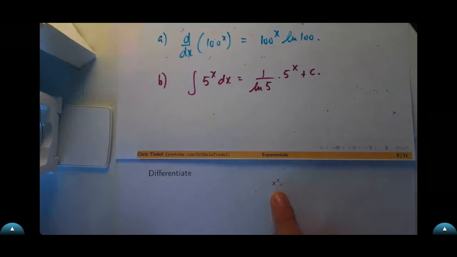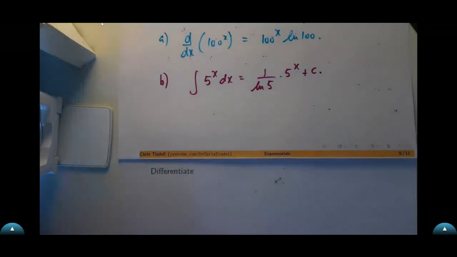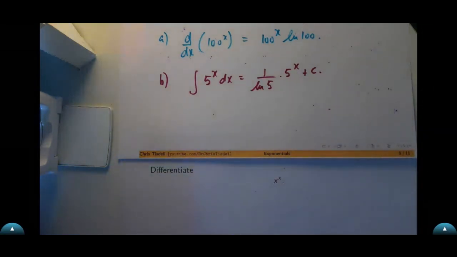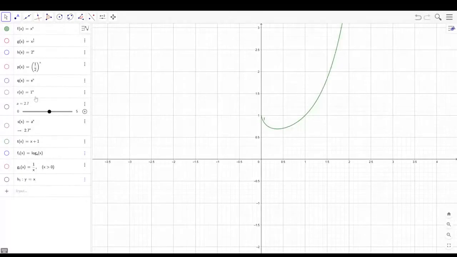Differentiate x to the power x. It's a bit crazy, right? x to the x, what does that even mean? Now we've got a variable in the base and a variable in the exponent. Oh my goodness, what is going on? Let me share GeoGebra with you and see what GeoGebra thinks about it. I'm going to just put in x to the x here.